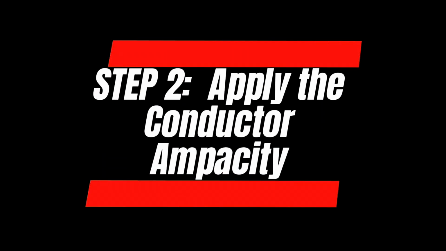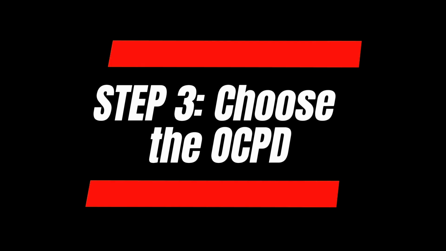Step 2, apply the conductor ampacity. Depending on the jurisdiction, you might need to apply some correction factor before choosing the conductor. In the Canadian Electrical Code, for example, we have the 125% rule for continuous load. So for a water heater which draws 18.75 amps, if we apply the 125%, we will be around 23.4 amps. That means that in the Canadian Electrical Code, we will probably choose a 10 AWG copper conductor with a 30 amp rating.